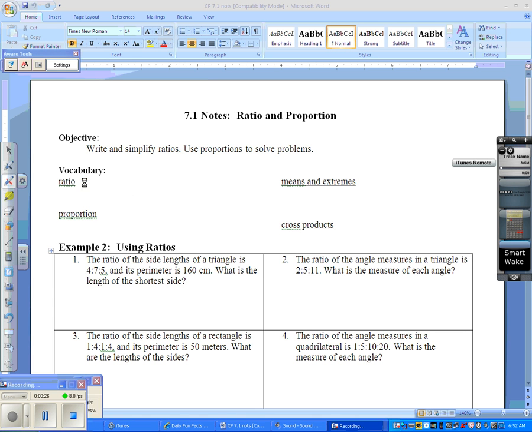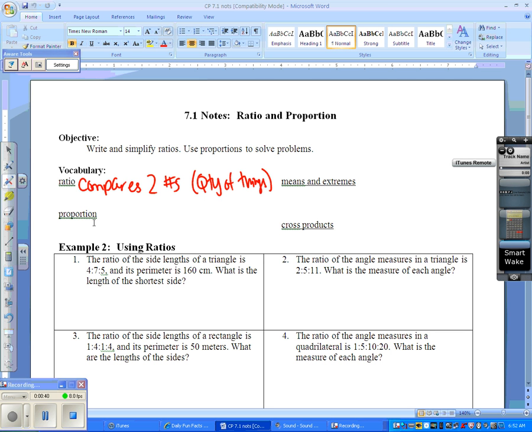A ratio compares two numbers, and you can think of the numbers as quantities of things. So you could do the ratio of boys to girls in the classroom. When I say proportion, that's an equation, so there's an equal sign, and the equation is of two ratios. For example, I could say that the ratio of A to B, these being numbers, is equal to the ratio of C to D.